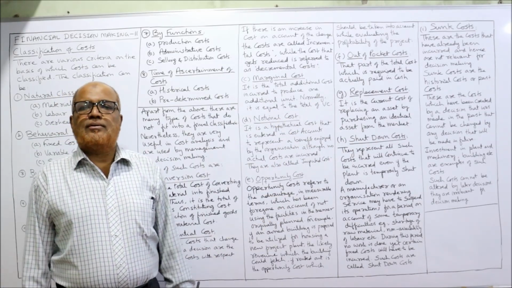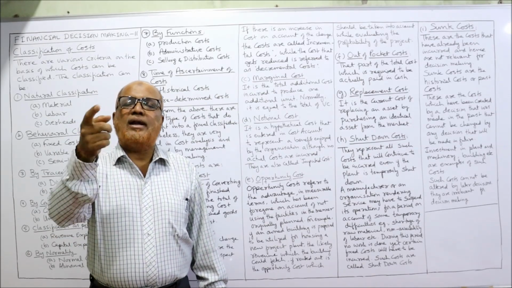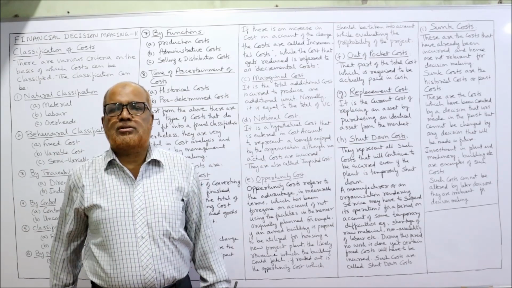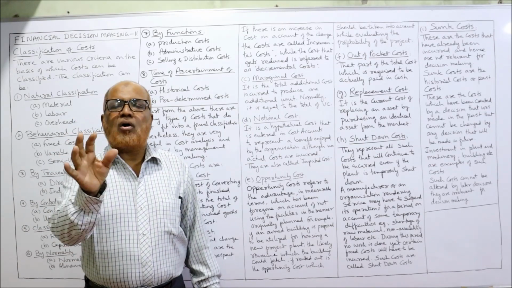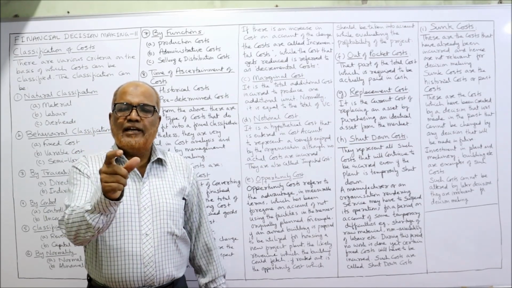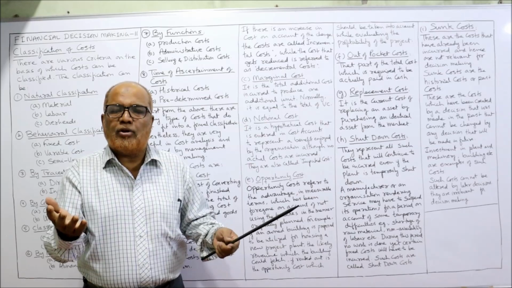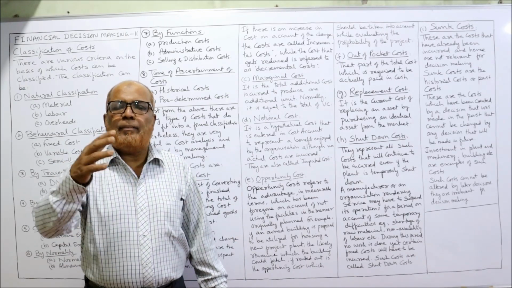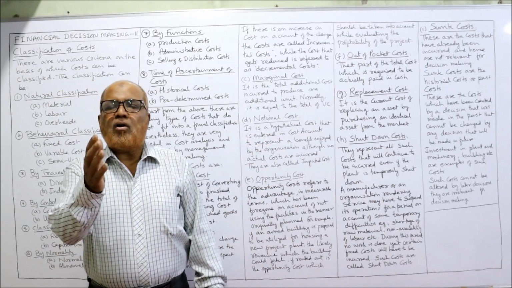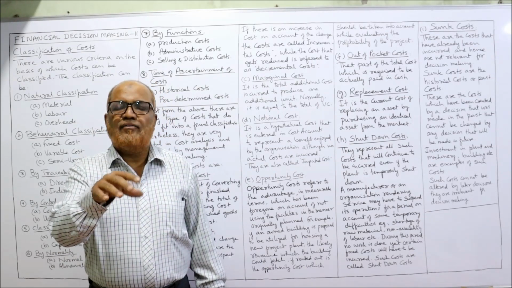Next, out-of-pocket cost. There are two types of cost, notional cost and out-of-pocket cost. Notional cost is called imputed cost and out-of-pocket cost is called explicit cost. What is this out-of-pocket cost? The cost incurred by paying the cash is called out-of-pocket cost. Example, salary paid, rent paid, telephone bill, electricity bill, all these are the payment in cash. These are called out-of-pocket cost. Replacement cost. The cost incurred in order to replace the existing asset with a new asset.